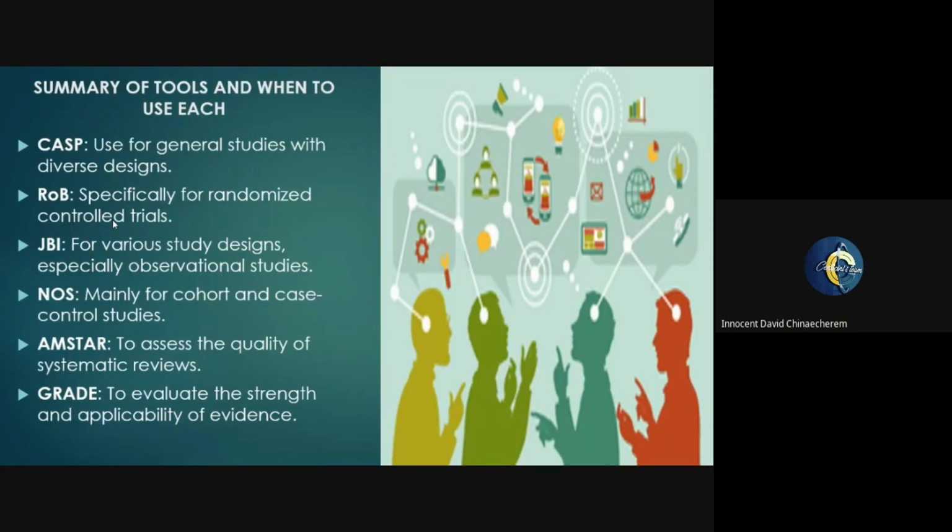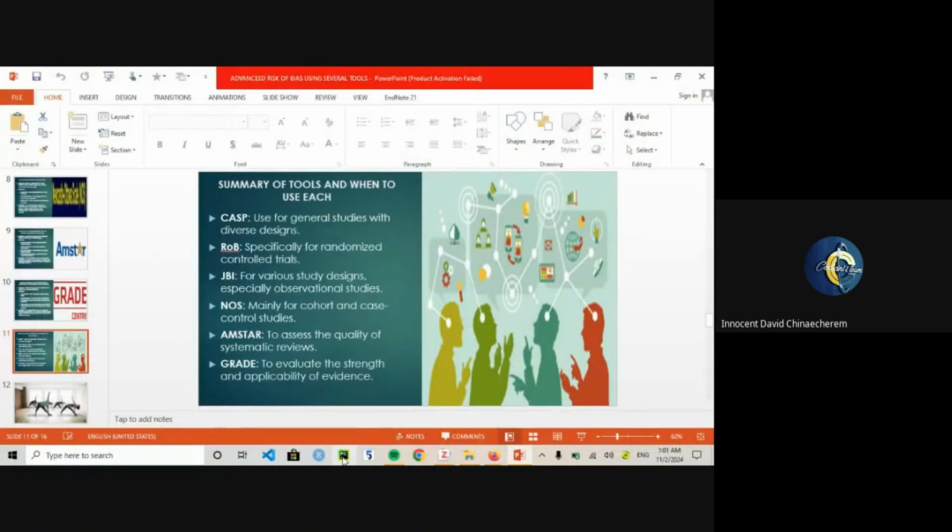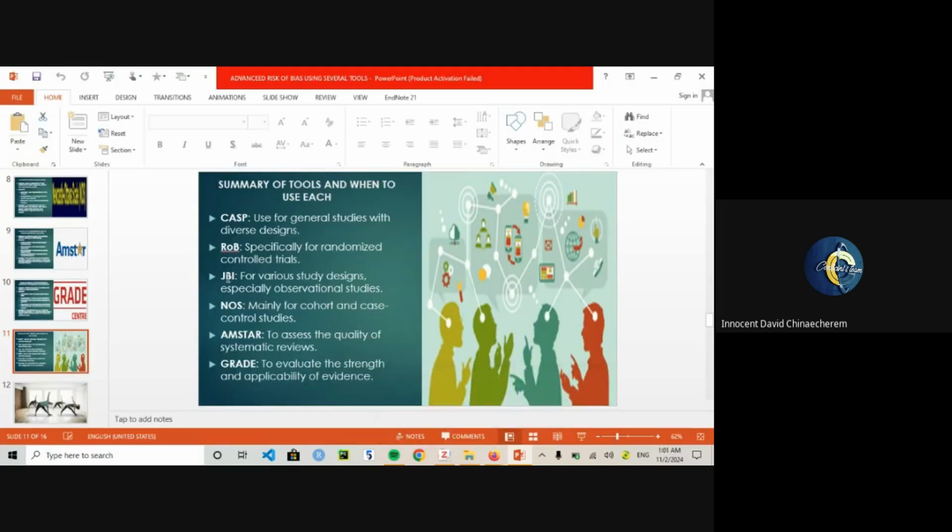So the question is, when do we need to use these tools? Each time we explain these tools, we do mention the study designs that can potentially be considered for inclusion. For the CASP checklist, in general, we can use it for a lot of studies, and we're going to be having a look at that.